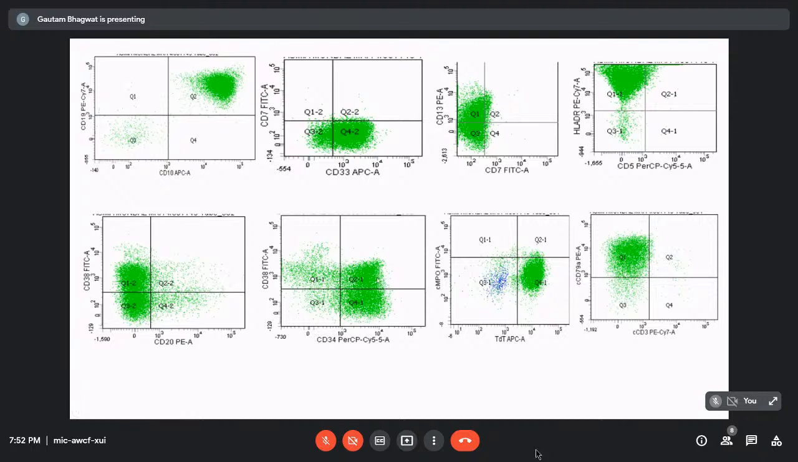So is this a mixed leukemia? No, because to call something a mixed leukemia, if I want to call this a B myeloid, I will have to have cytoplasmic MPO positive. But when we see cytoplasmic MPO, it is negative. Only TDT is positive. So this is not a mixed leukemia, but what it is, is a precursor B cell ALL with aberrant expression of CD13 and CD33.